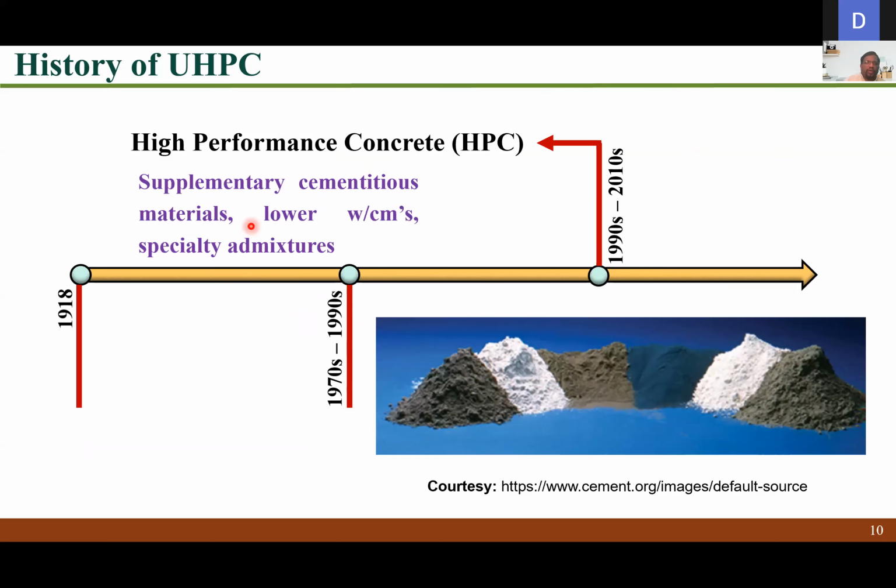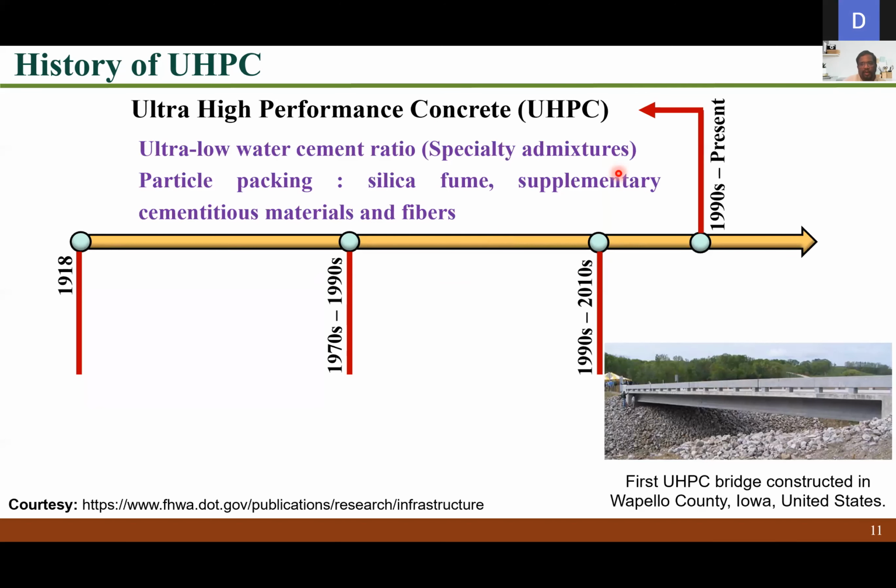So with lower water cement ratios and by adding specialty admixtures, people were able to develop high performance concrete, which produces very high strength. Also, it produces a very dense microstructure, and it is with very low permeability. So that development happened around 1990s to 2000. I would say around the same time, also from the 1990s, people also started developing what is called a reactive powder concrete.